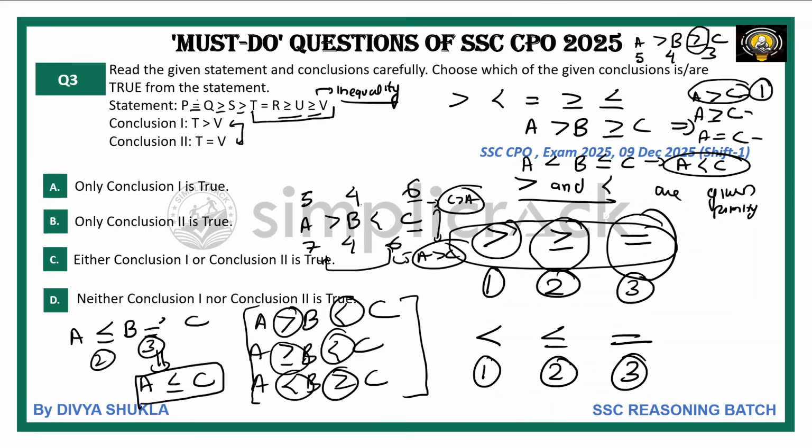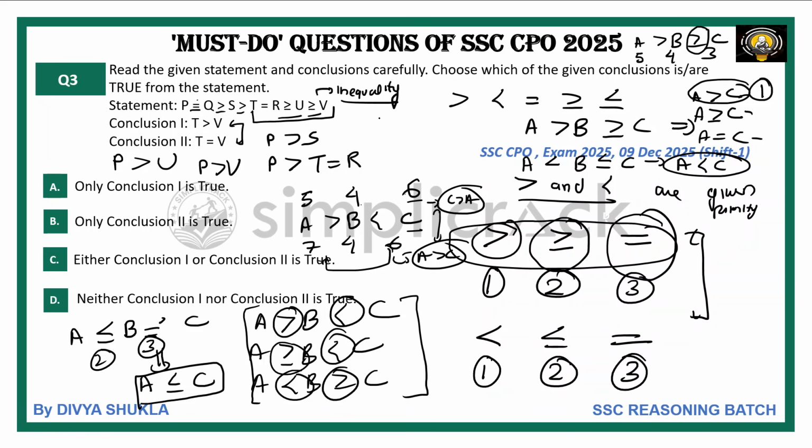Because you just have to follow this priority order. Everywhere there is a greater than sign. If you're comparing P and S, you would say P is greater than S. If you're comparing P and T, P is greater than T. T is equal to R, that means P is greater than R as well. Comparing P and U, P is greater than U. P is greater than V, because greater than sign is given more priority as compared to greater than or equal.